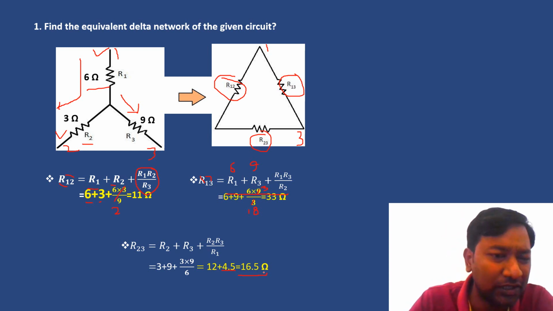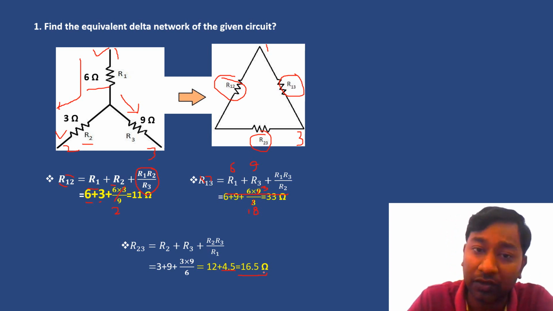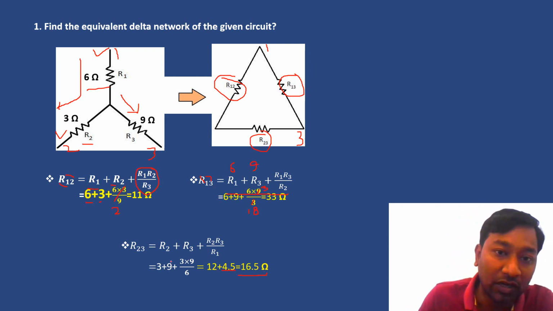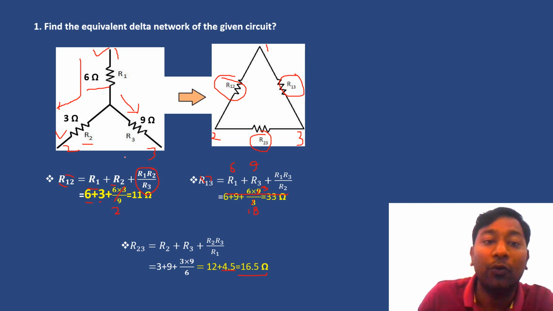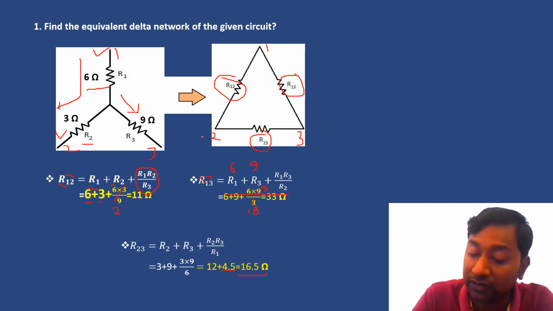Okay, so simple technique, within 2 minutes we already solved this problem. First the values R1, R2, R3 will be given, so we should calculate the values of R12, R13 and R23. R12 means resistance between terminal 1 and 2, so we calculate R1 plus R2 plus R1 R2 divided by R3. Similarly, R13 means R1 plus R3 plus R1 R3 divided by R2. R23 means R2 plus R3 plus R2 R3 divided by R1. So this way we can solve our simple numerical of the star to delta conversion.